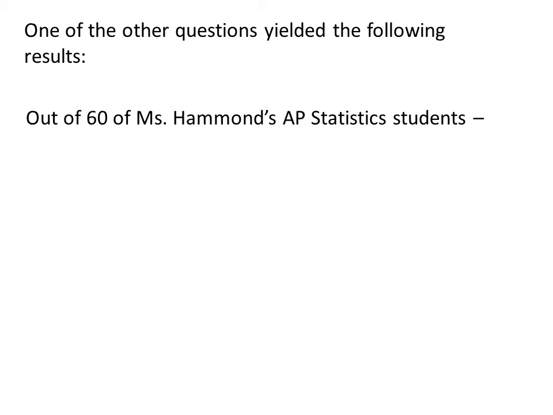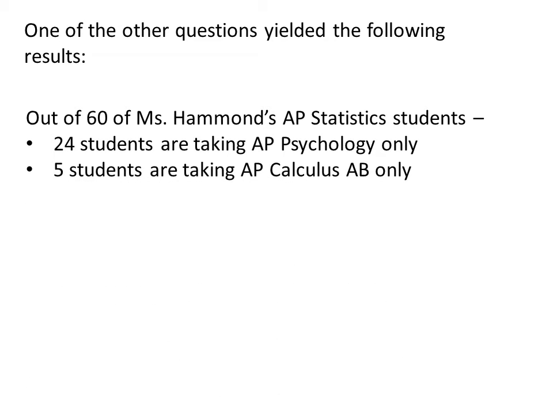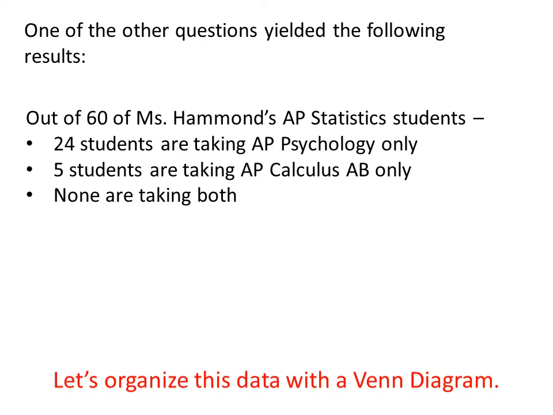One of the other questions yielded the following results. Out of 60 of Ms. Hammond's AP Statistics students, 24 students are taking AP Psych only, 5 students are taking AP Calculus AB only, none are taking both. Let's make a Venn diagram.